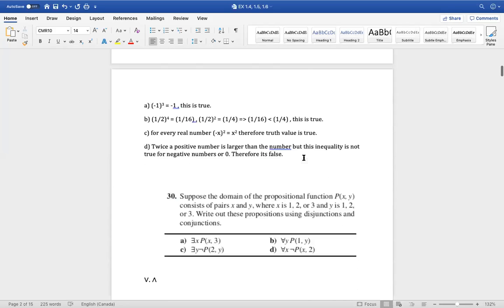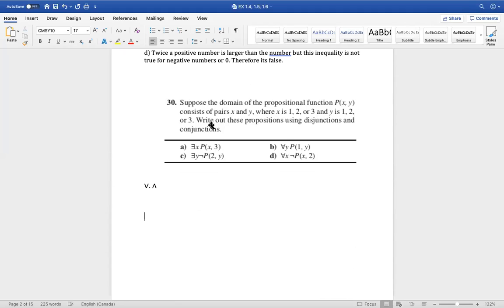All right, let's move on to question number 30. Here we are supposing the domain of the propositional function. This is a propositional function consisting of pairs x and y, where x is 1, 2, or 3 and y is 1, 2, or 3. Write out these propositions using disjunctions and conjunctions. This symbol represents disjunction and this represents conjunction. Let's take part A. We have there exists x such that P(x, 3). So we have to write out the proposition using disjunction and conjunction.